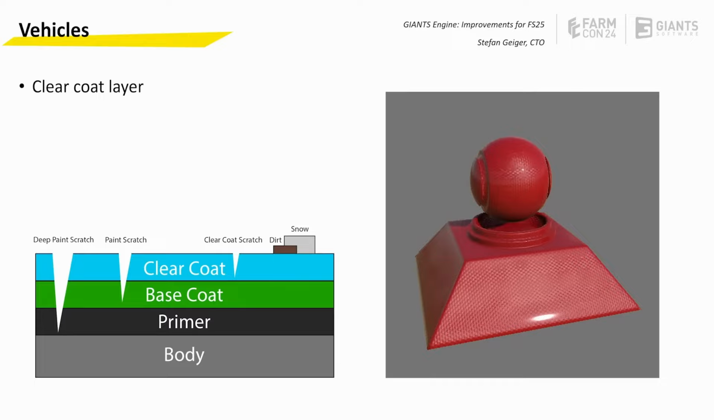And here we can see some examples of scratches, which are going to work slightly different now because of this clear coat. So there's a deep paint scratch that goes right through to the primer and takes us back to the body, a paint scratch that goes through to the base coat leaving only the primer, and lastly is a clear coat scratch that goes through the clear coat exposing the base coat. Then we can see how dirt and snow will sit on top of this clear coat layer.